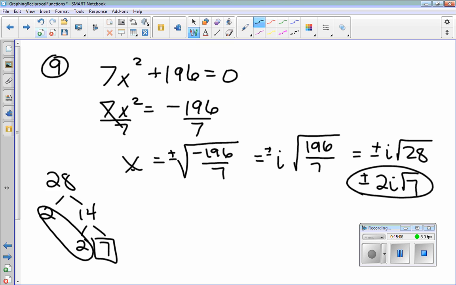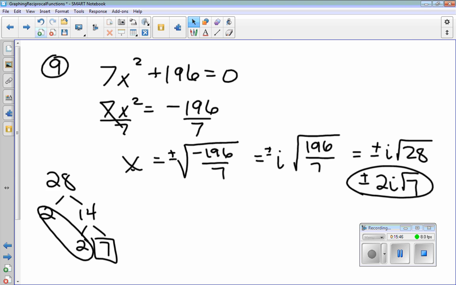If I was stuck and I didn't remember how to do this, and I went to my graph, will they show up? Let's try. If I plug in 7x squared plus 196, and I graph it, what do you notice? I don't see nothing. Right? I could zoom out. Why don't I see anything? What's the y-intercept? 196. It's way up there.